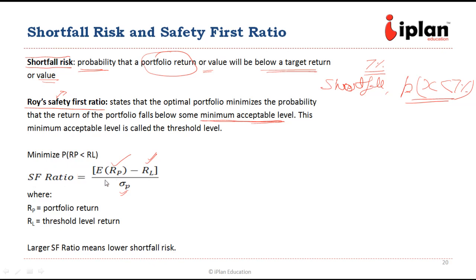So the safety first ratio basically indicates the shortfall risk. If the ratio is higher, that says the shortfall risk is lower. If the ratio is lower, that says the shortfall risk is higher.